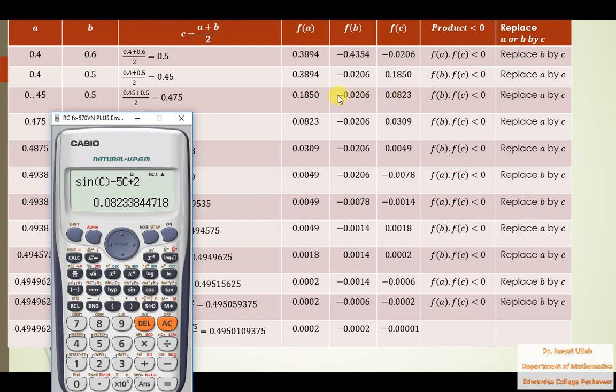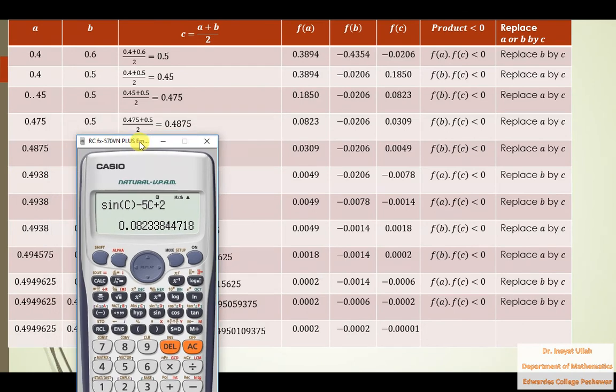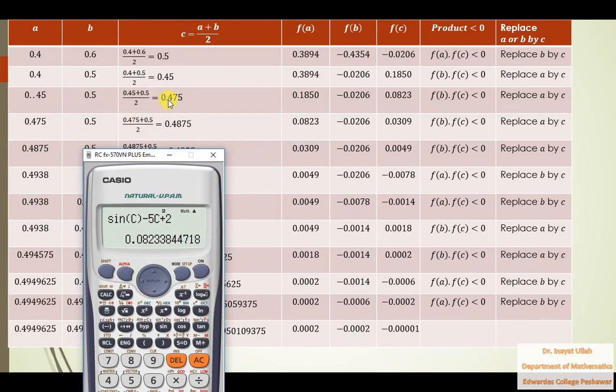Now again you see that f of b is negative and f of c is positive, so whenever we multiply f of b into f of c, we will get a negative value, less than 0. So a is missing here. A will be replaced by c. Replacing a by c, this is c. So put this value instead of this a value here. So a is replaced by c. B will be unchanged. Now again calculate the new value of c.